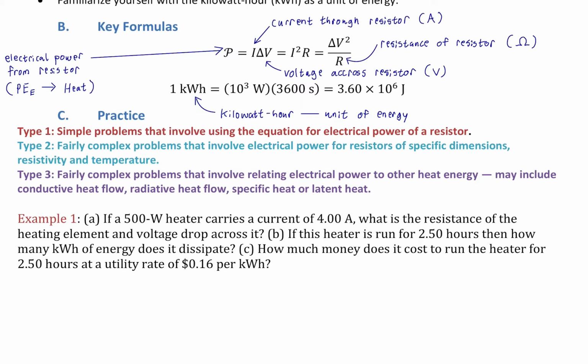Type 3, fairly complex problems that involve relating electrical power to other heat energy. These may include conductive heat flow, radiative heat flow, or specific heat or latent heat. You'll notice there are a lot of terms there that are all included in a thermodynamics chapter or chapters. If you need to review ideas, I make sure to include the keywords here, like conductive heat flow, radiative heat flow, and the associated equations. But if you need to review what specific heat is and how it's different from latent heat, hint: latent heat has to have phase changes, specific heat has to have temperature changes, then you need to go back and look at notes, such as my lecture notes and my associated videos on thermodynamics.